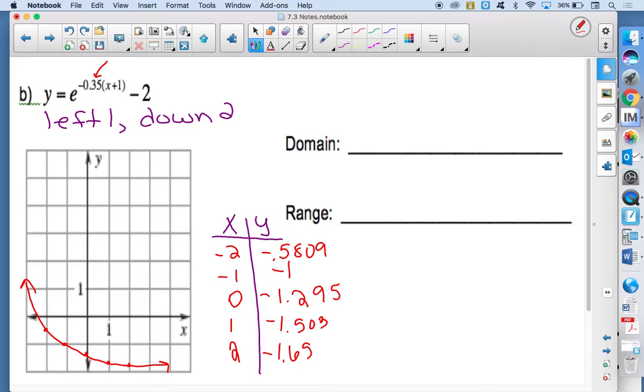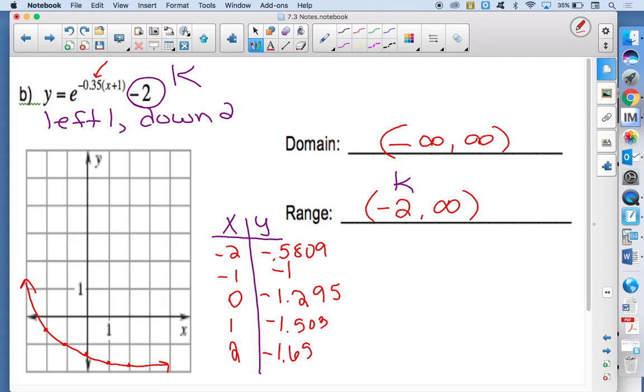So what would the domain of our graph be? Negative infinity to positive infinity. And then the range would be, Sam? Negative 2 to infinity. And what part of the equation gives us the range, or helps us with the range? The last number. Yeah, that last number, that's the k value. So the k value tells the graph to shift up or down, and that helps us get the range.